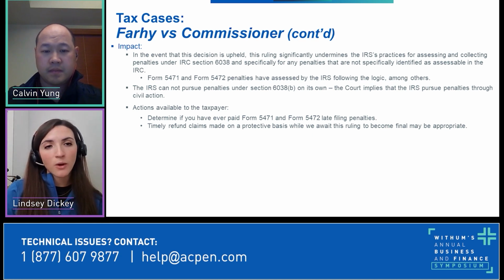As far as the IRS process of assessing penalties, if this decision is upheld, the IRS doesn't have the authority to assess or collect your foreign reporting failure penalties. So the IRS naturally would have to go the civil route and reach out and continue with the Department of Justice. And obviously this points to a large administrative and judicial burden for both the IRS and the taxpayer in this penalty process.